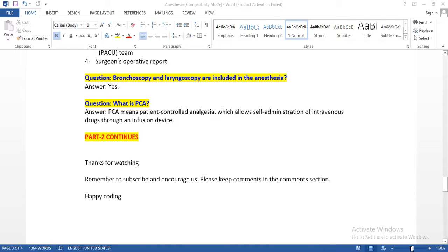Next question: are bronchoscopy and laryngoscopy included in the anesthesia? Yes. So here these two procedures are included in the anesthesia administration process. So we need not code them separately. Next question: what is PCA? PCA means patient controlled analgesia, which allows self-administration of intravenous drugs through an infusion device, which is controlled by the patient himself or herself.